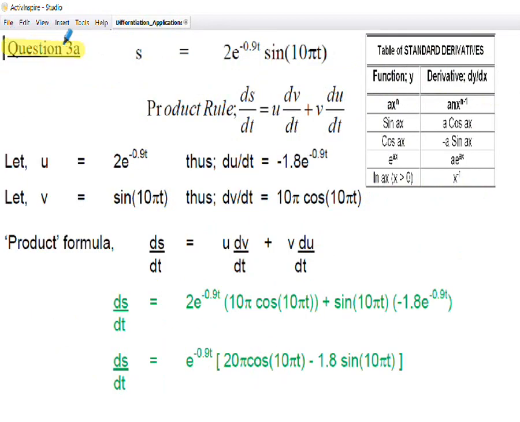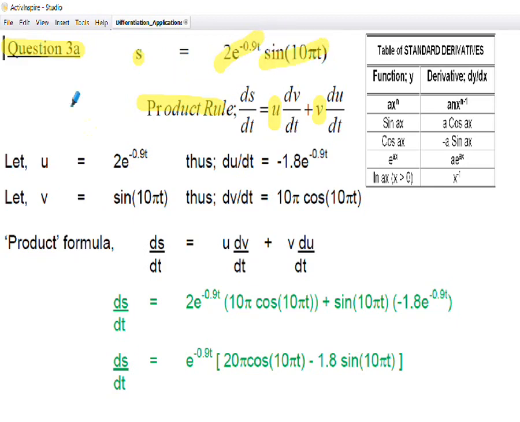Now question 3a here continued. I've repeated the formula for s for convenience. Now this is a product, so we need to use the product rule. The first thing we need to do with the product rule is define our u term and our v term. I'm going to make my u term equal to 2e to the minus 0.9t, and my v term is equal to sine 10 pi t.